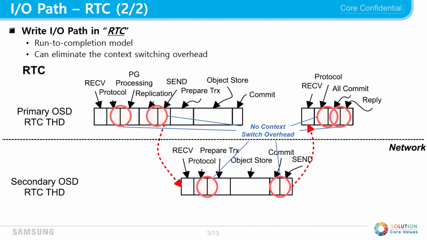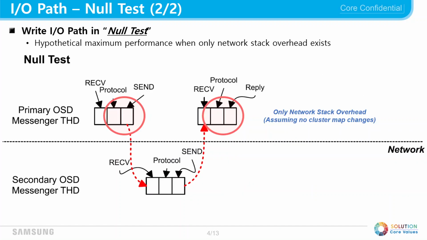RTC is a run-to-completion model where one thread performs all the tasks required for an I/O request. So we don't have context switching here. In addition, to see the ideal performance when there is only network stack overhead, we revamped SAP's OSD to do nothing to store the object. So only network protocol processing exists. We call this the null test.